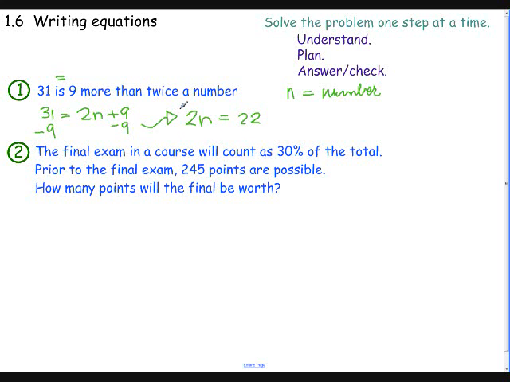Sound good? And then I'm going to use the multiplication property of equality, which says as long as I multiply both sides by the same number, that's going to be the multiplicative inverse, otherwise known as the reciprocal of 2. I know you're saying, oh, Mrs. Turner, we're simply dividing by 2. Stop your big words. Okay, so we've got n equals 11. We found an answer. Now, does it make sense?